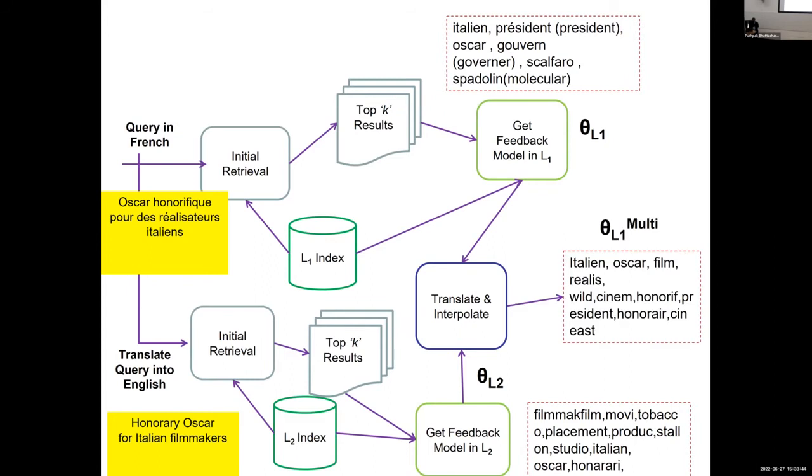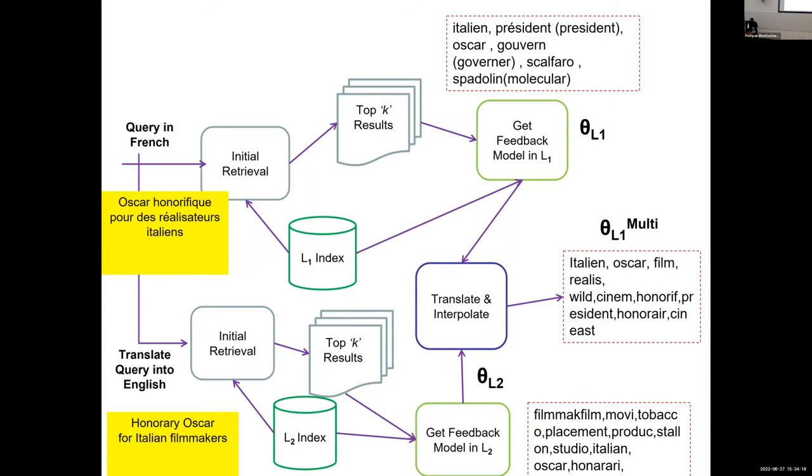So, if the query was "Oscar honorific pour de réalisateurs italiens," honorary Oscar for Italian filmmakers. In this case, the normal pseudo-relevance feedback did not capture all the other terms which are important for this query. So it actually drifted to misleading pages where irrelevant pages also came up.